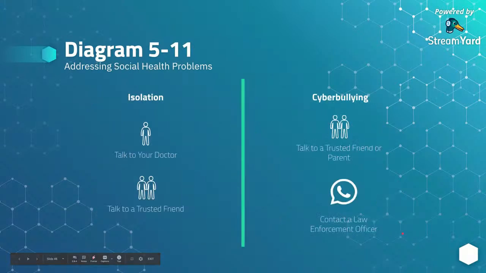So, as for social health, for isolation problems, you should talk to your doctor or a trusted friend. And for cyberbullying, not only should you talk to a trusted friend or parent, but you should report any incident of cyberbullying. If necessary, contact a law enforcement officer, as they can probably help you.